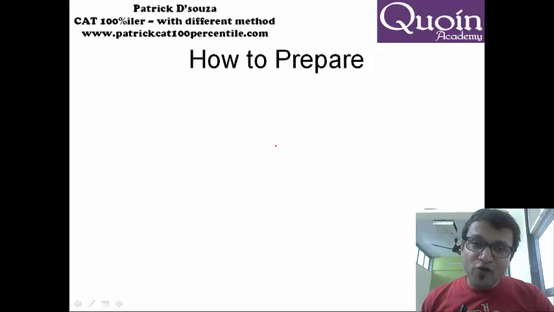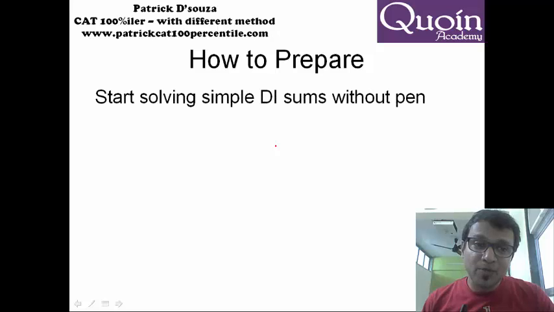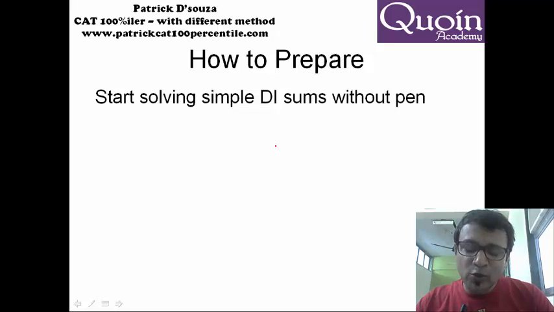So how do you prepare for a DI section? What is important is to interpret data. The first thing is to take simple DI sums and try to interpret them. Let's try to solve them logically without calculating. Even if you want to do calculation, do it in your mind. So try solving simple DI sums without a pen. That's the first step to help you improve on your DI, because if you take complicated sums, it will be really difficult for you to do without a pen. So start with simple sums and then move on to the tougher sums.